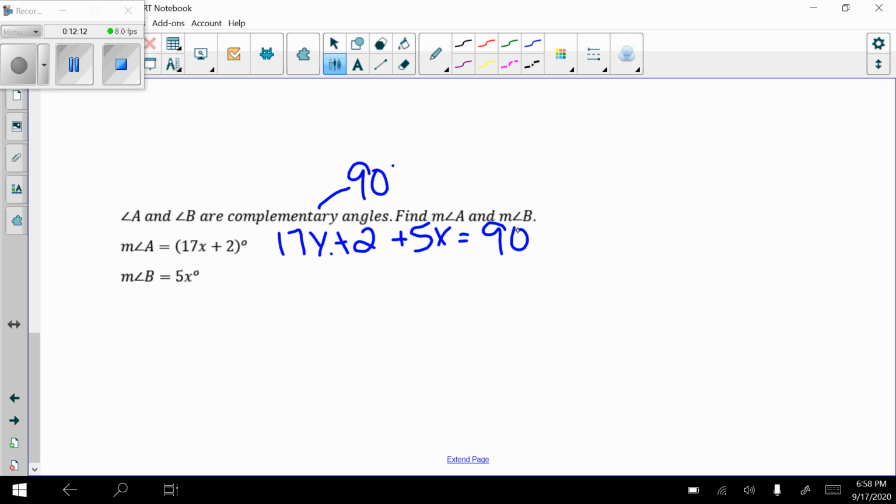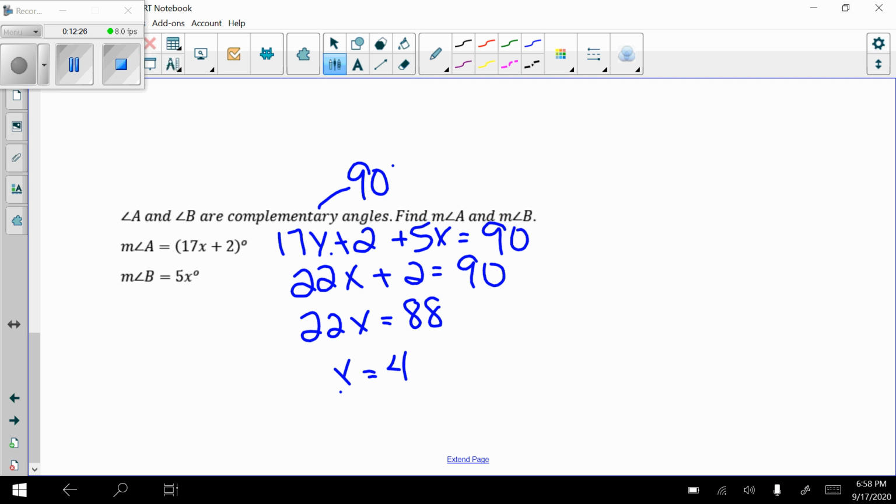Combine like terms, 17x and 5x gets me 22x plus 2 equals 90. Subtract 2, 22x equals 88. Divide by 22, x is equal to 4. Here they asked me to find the measure of the angles. Okay, so I plug this in. I can plug it into either of them. I see that if I plug it into measure of angle B, that's going to be really easy.